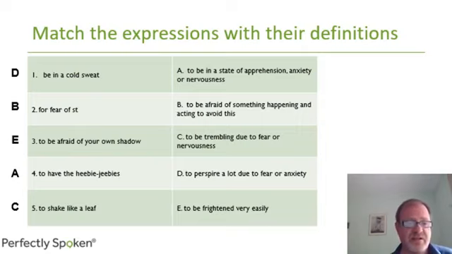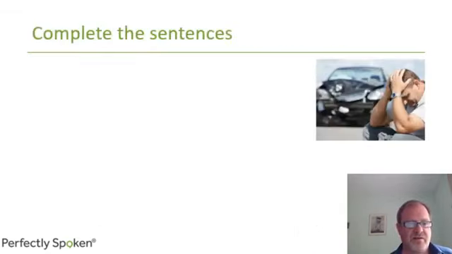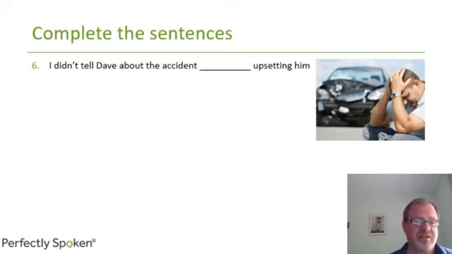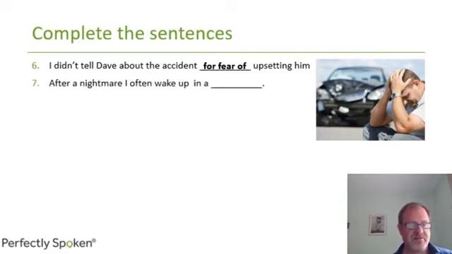Okay, let's look at some examples. The man there has been mangled in a crash. And the sentence says, I didn't tell Dave about the accident. I didn't tell him in case he got upset. So you do something to avoid something bad happening is for fear of upsetting. I didn't tell Dave about the accident for fear of upsetting him. I didn't want him to get upset, so I avoided telling him about it. Okay. Next one. After a nightmare, I often wake up, you're perspiring because you've had a very frightening, a very bad dream. So you're in a cold sweat.